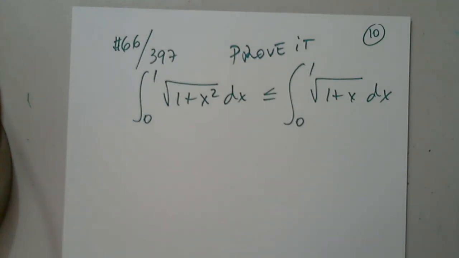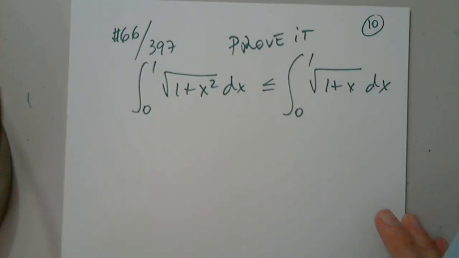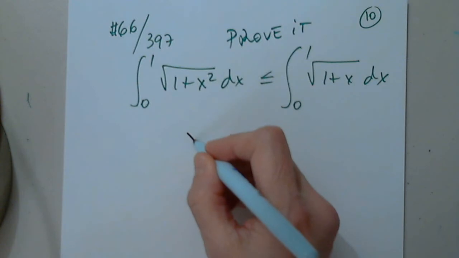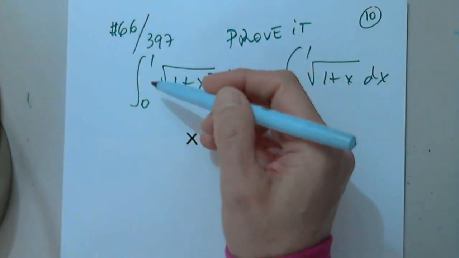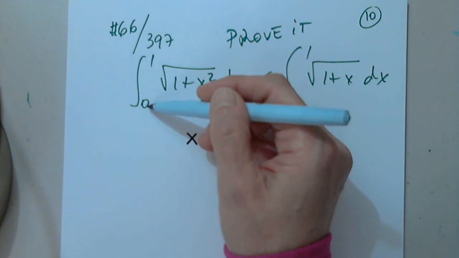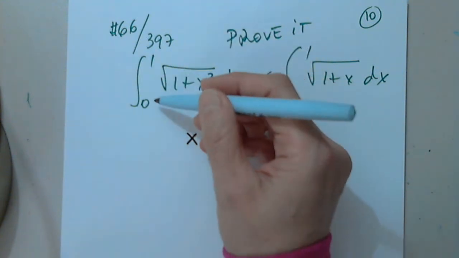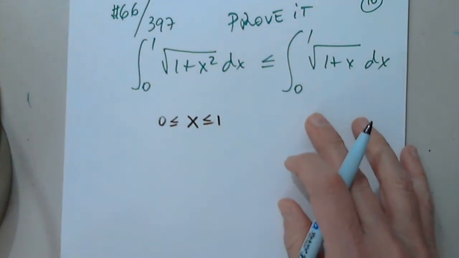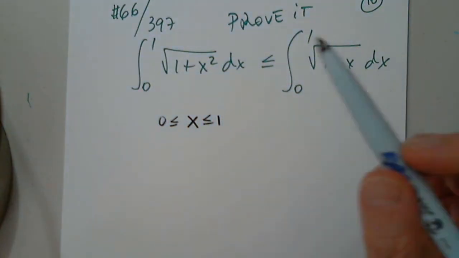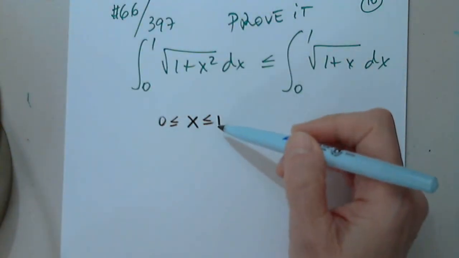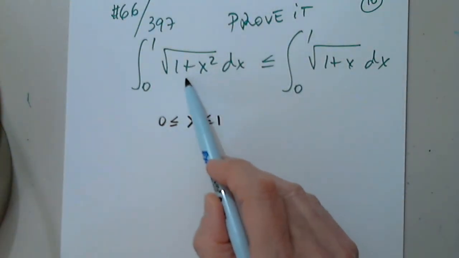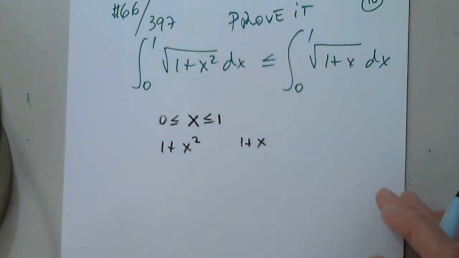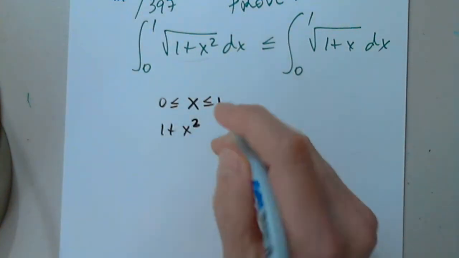Okay, so where is my starting point? Would it be to graph both the square root of 1 plus x and the square root of 1 plus x squared on the interval? You could, but the starting point is between 0 and 1. That's our starting point. Okay, so for x between 0 and 1, which of these quantities, 1 plus x squared or 1 plus x, is smaller? This is very important.